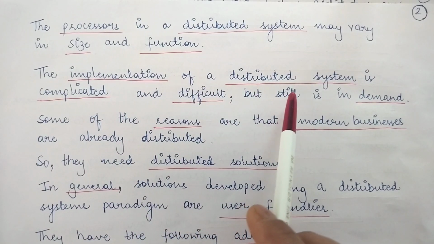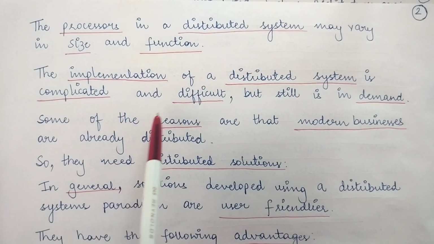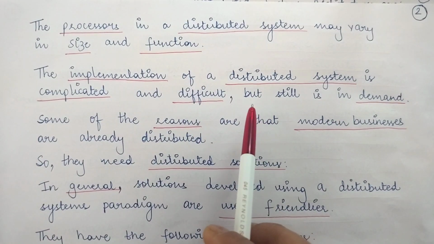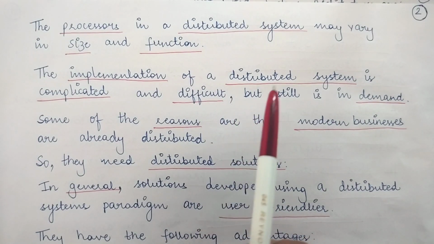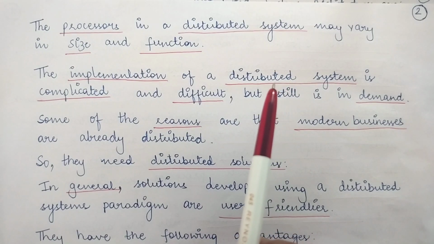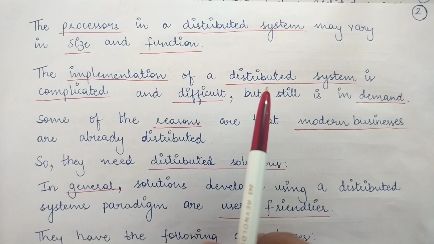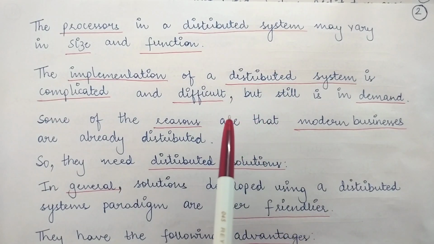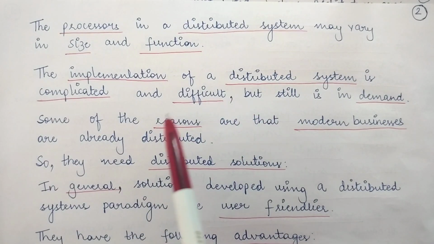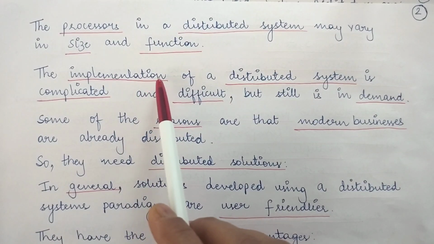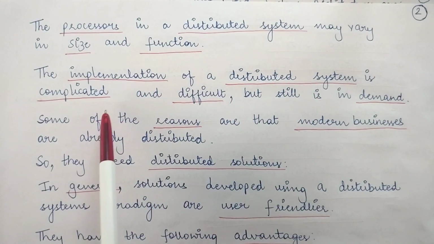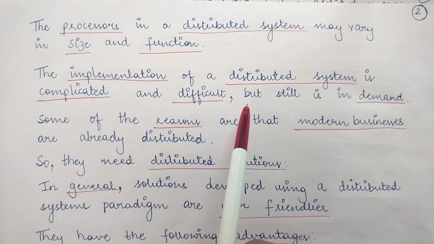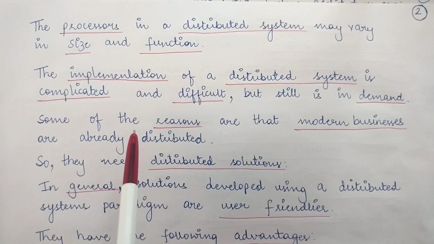The implementation of a distributed system is complicated and difficult, but still it is in demand. Obviously, when the components and processors are distributed among several locations, all the processing done by so many different processors has to be integrated together. This is not an easy task. This is a complex task. So for that reason, the implementation is complicated and difficult, but still it is in demand. Now, why is it in demand?